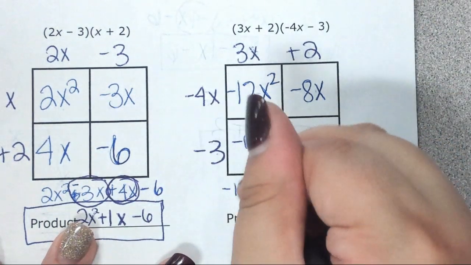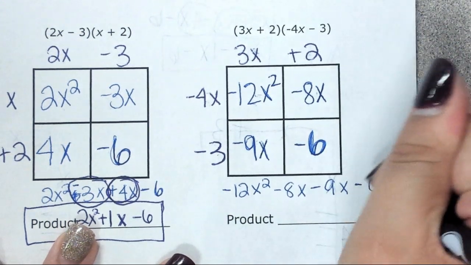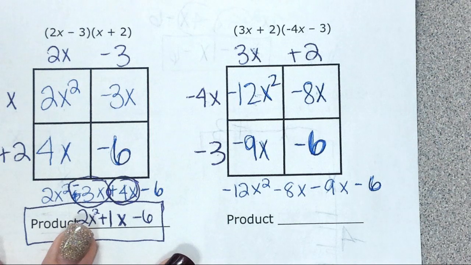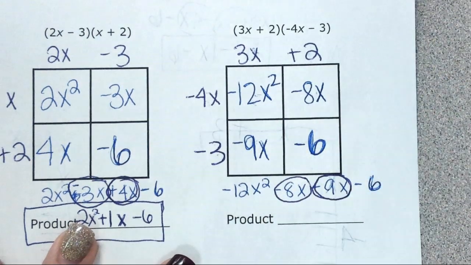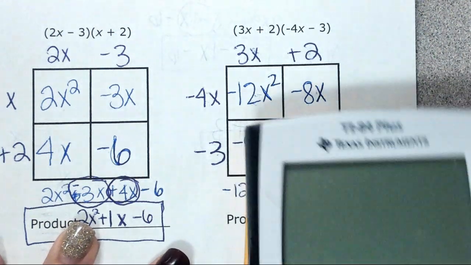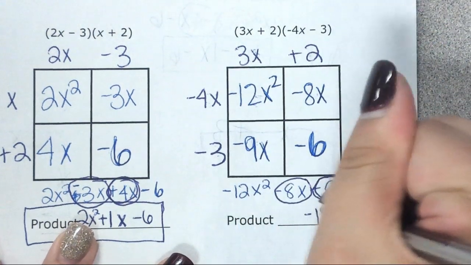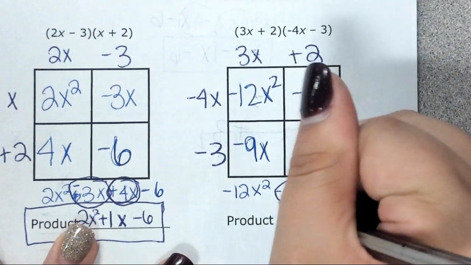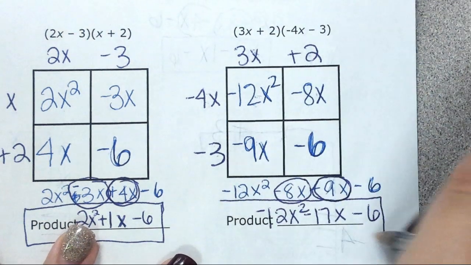Okay, bring it down. You're just writing it all down. Negative 8x, negative 9x, negative 6. Oh, they're all negative. All right. And I have negative 8x and negative 9x. What is negative 8 plus negative 9? If you don't know, use your calculator. We're adding them, remember? So negative 8 plus negative 9 is negative 17x. And then bring everything else down. Oops, I forgot. That's my answer.